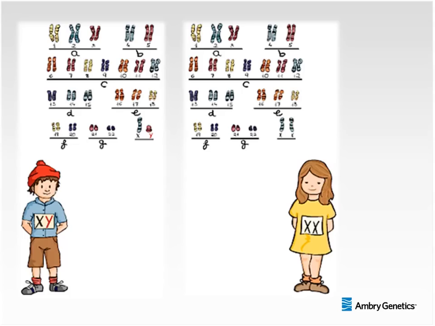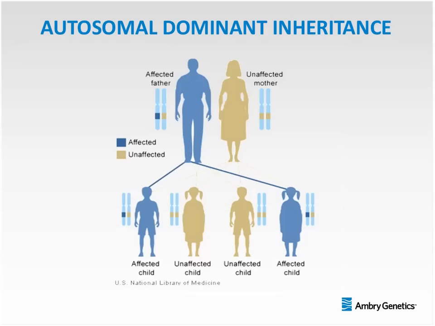But basically, we have several different kinds of inheritance patterns. The first type that we're going to talk about is called autosomal dominant inheritance. In this particular diagram, you see that there's an affected father who has a disorder. It could be almost anything, and an unaffected mother.